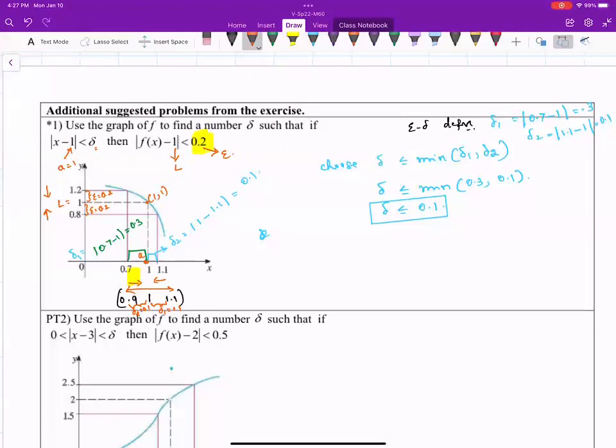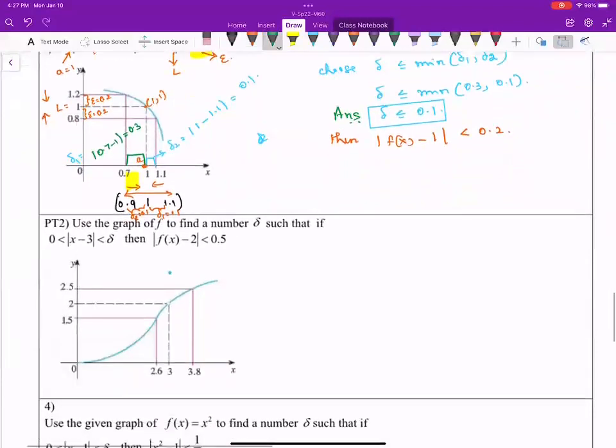So if you choose your delta smaller than 0.1, then absolute f(x) minus 1 will be less than 0.2. The question is, what is delta? Find the delta. So the answer is going to be delta is smaller than or equal to 0.1.